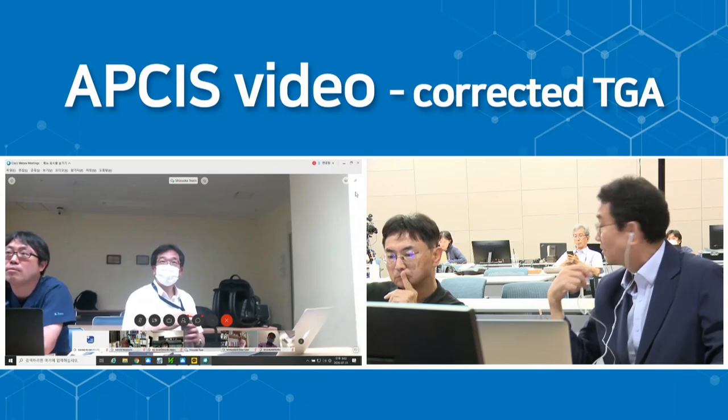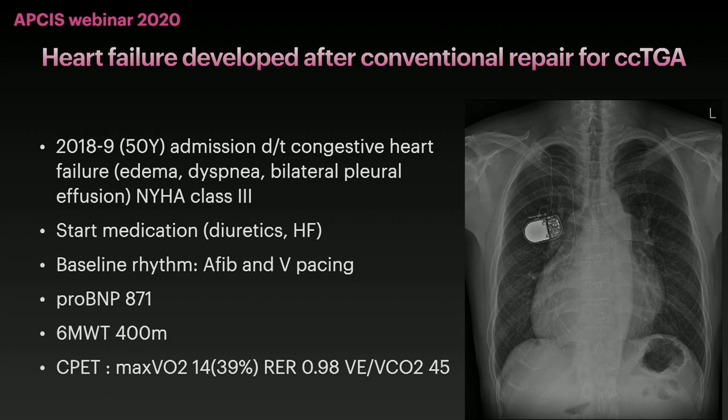At age 15 years, he was admitted due to congestive heart failure. He started heart failure medication, including diuretics and ACE inhibitor. His baseline EKG showed AFib with V-pacing. His pro-BNP was elevated up to 400, and his functional class was grade 3.